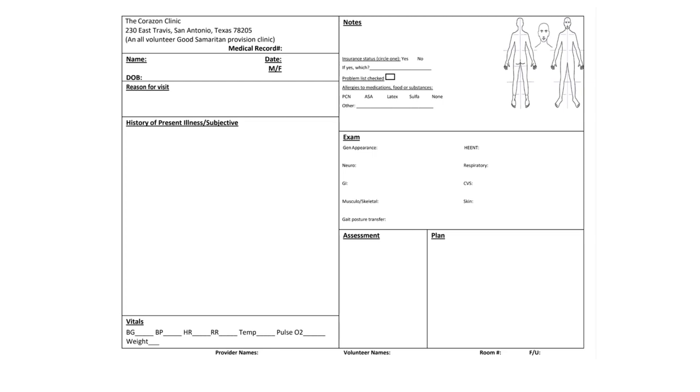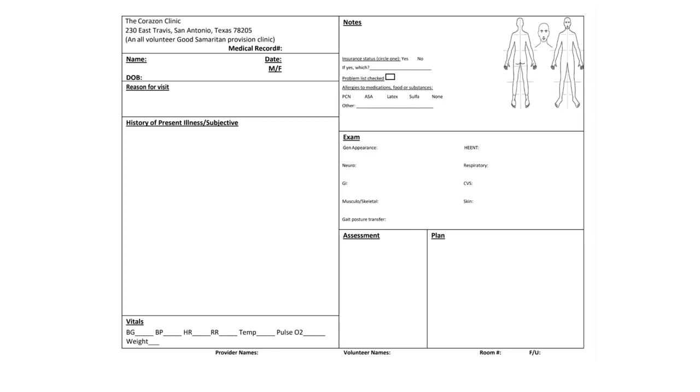Going down to the bottom right, we have the assessment or the diagnosis section, and then also the plan section. And then going back up, we have the notes section, which is a great place to jot down your thoughts, your impression, make a differential list, or put in a future plan. Lastly, if we look at the very bottom, we have the provider name, volunteer name, room number, and follow-up time listed. It's imperative that these sections are filled out, so please make sure that you do so.